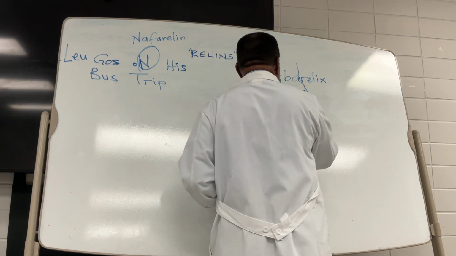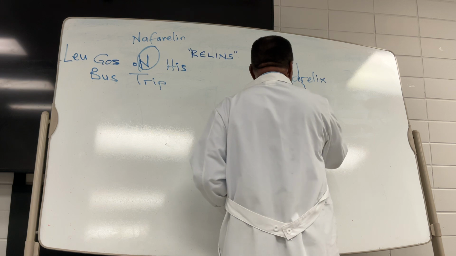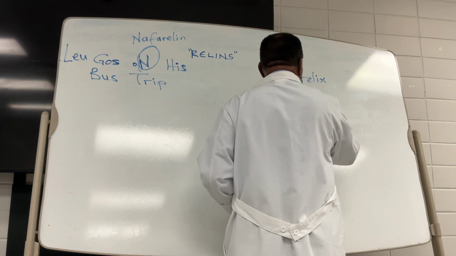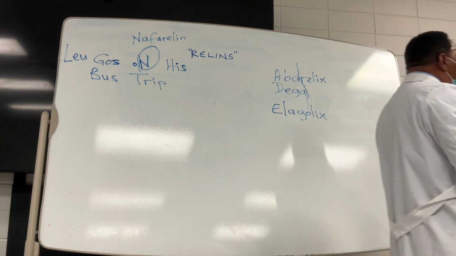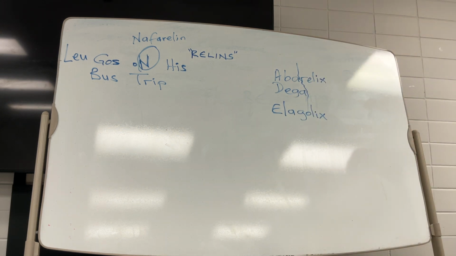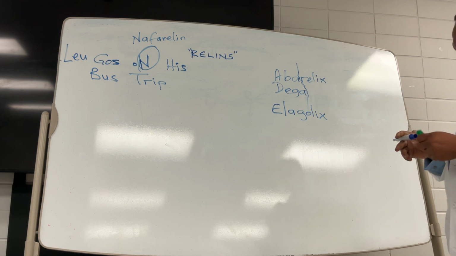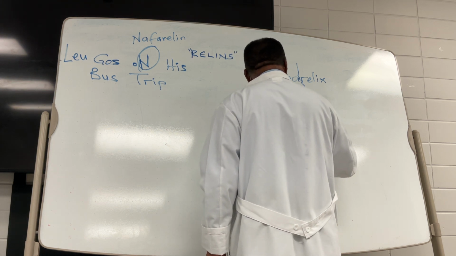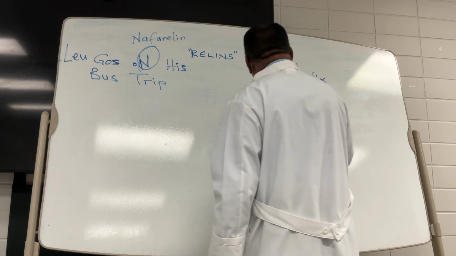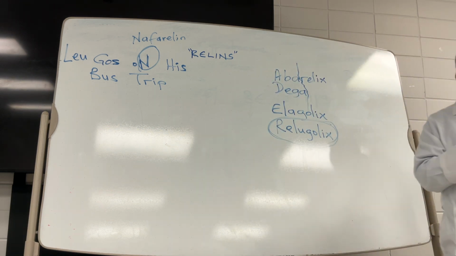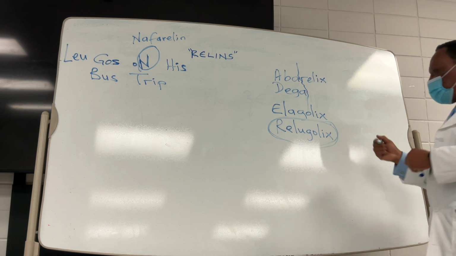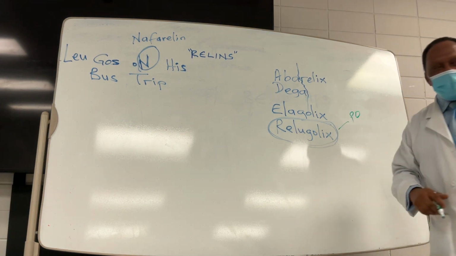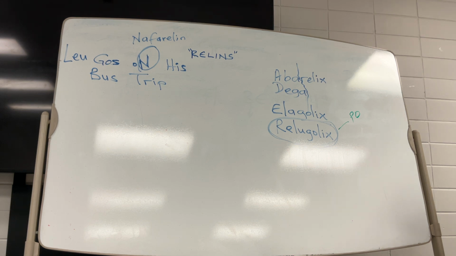Now, elagolix belongs to that group, but it is mainly used for endometriosis, not for prostate cancer. Relugolix, that's perhaps the newest member of the group, and it stands out because it is one that can be given orally, can be given PO.